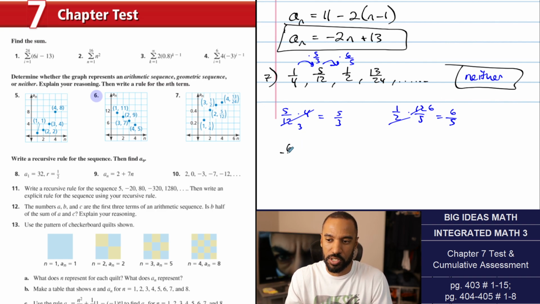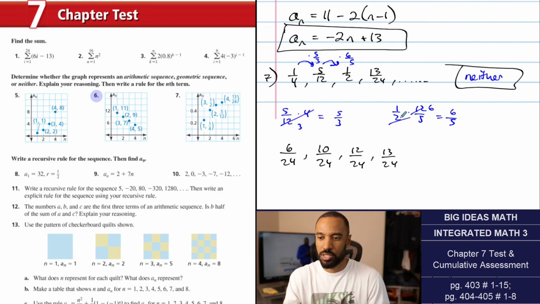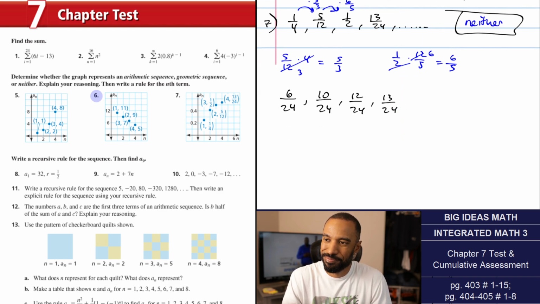Multiply this by 6 over 6 to get 6 over 24. Multiply this by 2 over 2 to get 10 over 24. Multiply this by 12 over 12 to get 12 over 24. And that's 13 over 24. Do we see a... oh. Plus 4 plus 2 plus 1 on top.